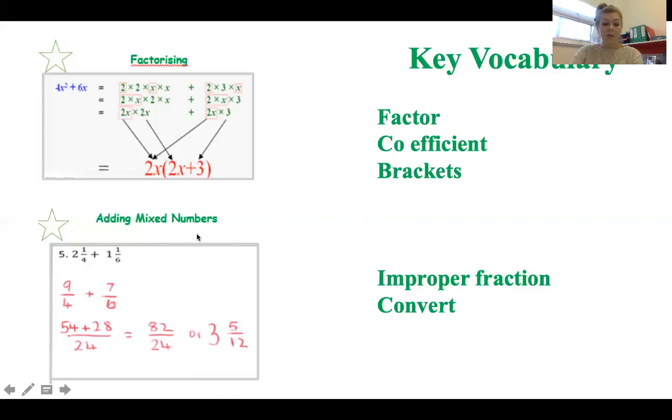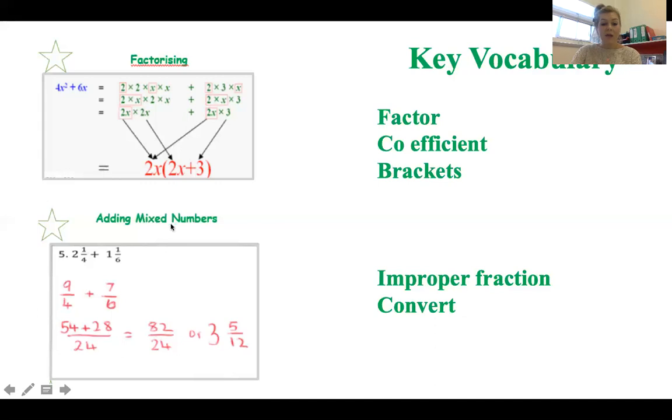The next one, looking at adding mixed numbers. So just 2 key vocabulary terms here. Improper fraction, we looked at this back in LP1, being able to convert between an improper fraction and a mixed number. So that was the term convert there.